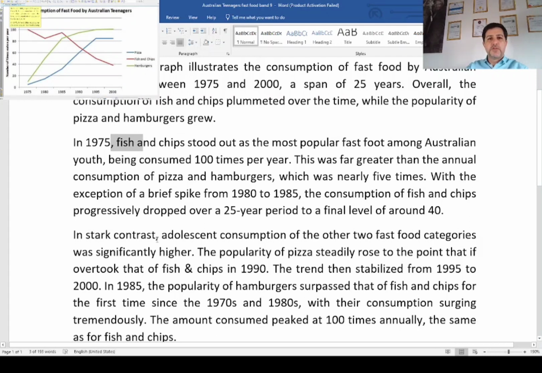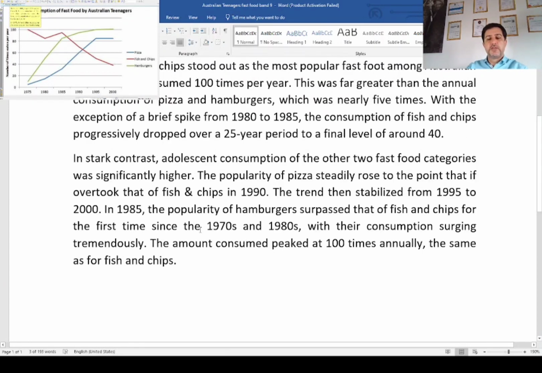With the exception of a brief spike from 1980 to 1985, the consumption of fish and chips progressively dropped over a 25-year period to a final level of around 40. Still no mistakes. In a stark contrast, the adolescent consumption of the other two fast food categories was significantly higher. The popularity of pizza steadily rose to the point that it overtook, see, that's a typo here, huh? It overtook that of fish and chips in 1990. The trend then stabilized from 1995 to 2000.